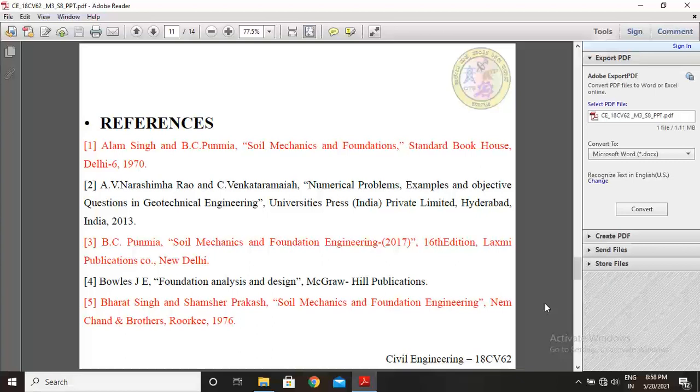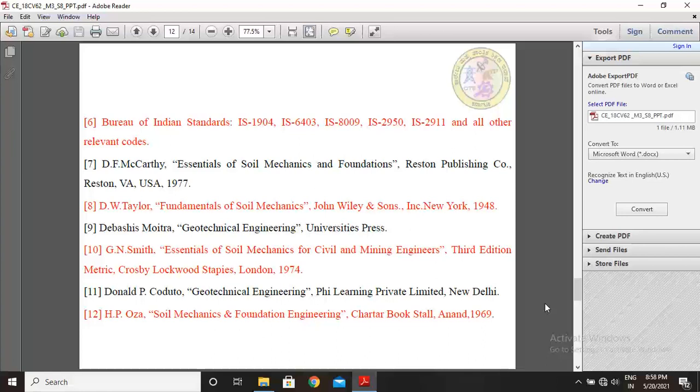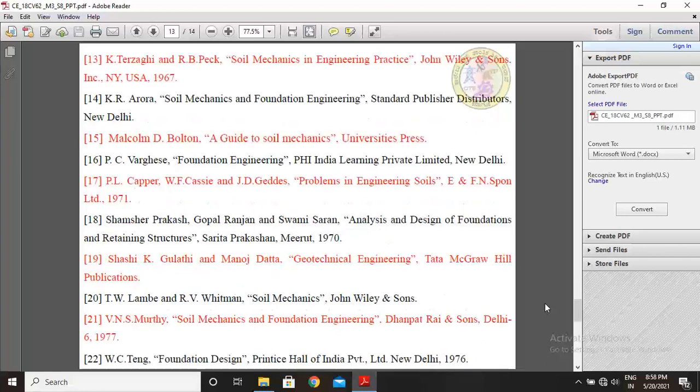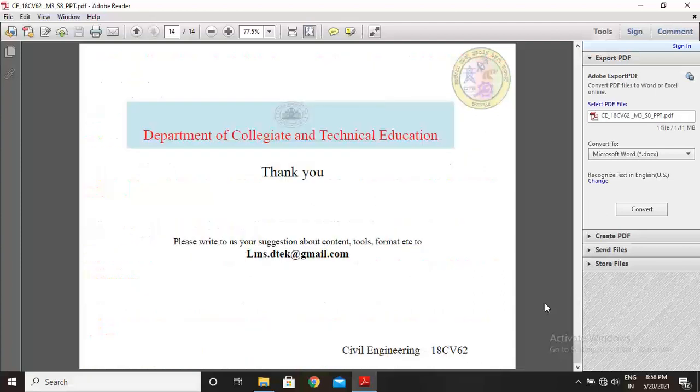Okay, these are the references referred to in order to cover module 3 of part 2 in detail. Different textbooks by different authors and different IS codes were collected to cover this module 3.